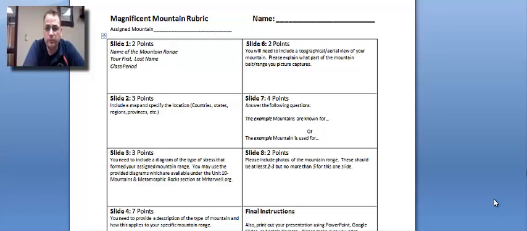Okay, here I'm going to be quickly reviewing the project you're going to be starting on, hopefully Monday, April 13th. The project is called the Magnificent Mountain Project. With this, you're going to be working with a partner, and you're going to be researching a particular mountain range. There will be roughly 15 choices.